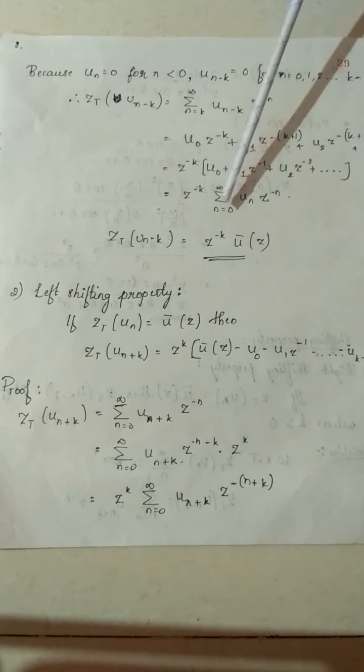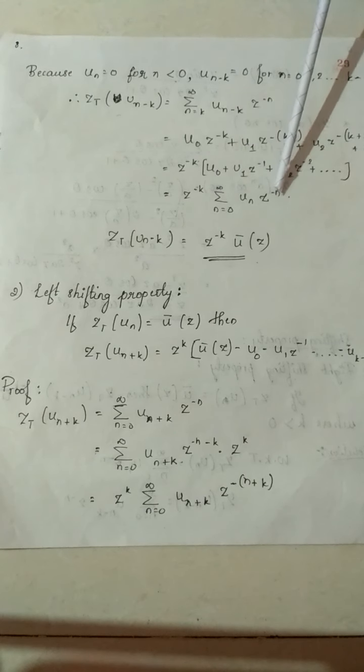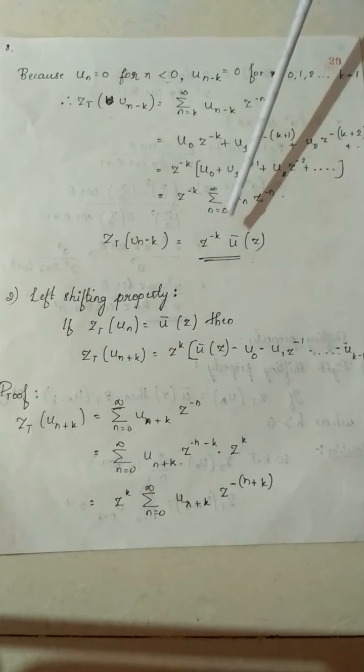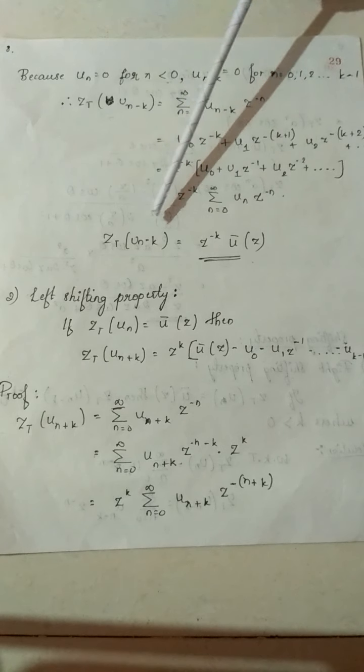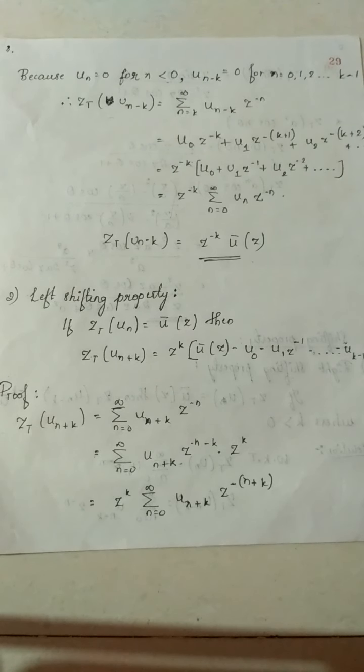This is nothing but summation n is equal to 0 to infinity u n z raised to minus n, and this is also denoted by u bar of z. Therefore the z transform of u of n minus k is nothing but z raised to minus k into u bar of z.